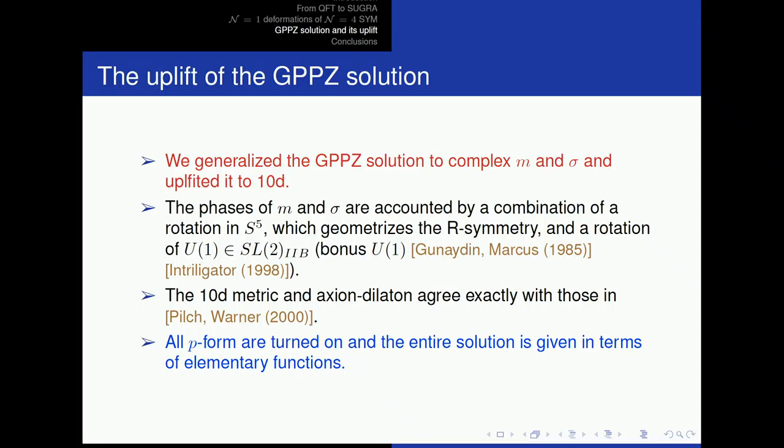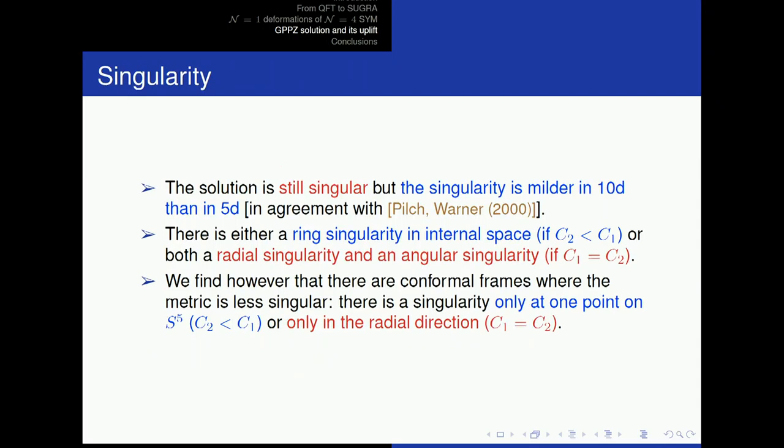Now we also have all the p-forms. All the p-forms are turned on, and the entire solution is not that complicated. It's always given in terms of elementary functions. In our arXiv submission, we also provided a Mathematica file with the solution. So if you want to play with it, it's all there, or if you want to check that it satisfies Einstein's equations, you can look at the Mathematica file. So I'm not going to flash the solution; I'm just going to describe some of its features.